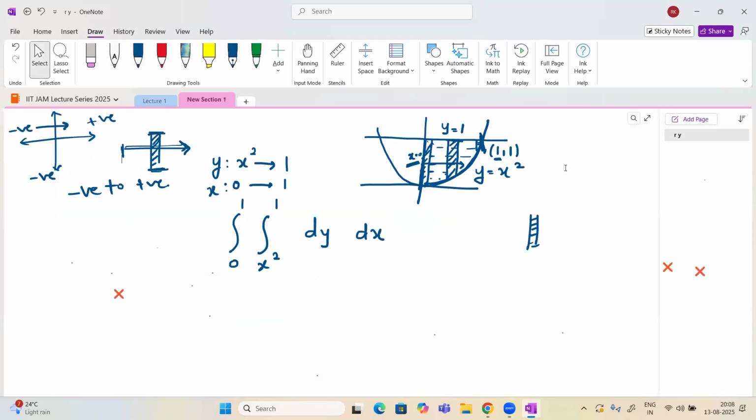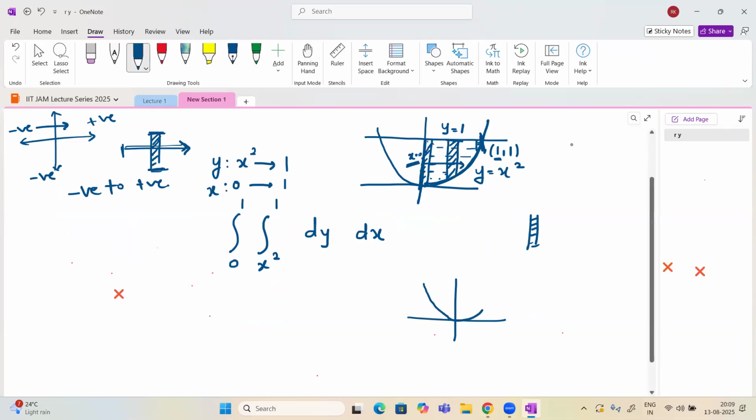Now you are asking what will happen if I change the order of integration. In that case, you do not need to draw a new diagram. The diagram will be the same, there will be no change. y equals x square, y equals 1, x equals 0, and this point will be 1, 1. If you change the order of integration, it means now you have to draw a horizontal strip. Initially it was vertical, now it will be horizontal. But the technique will be the same.